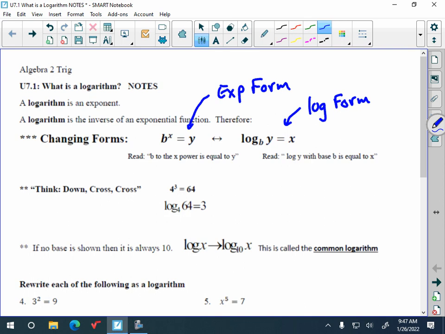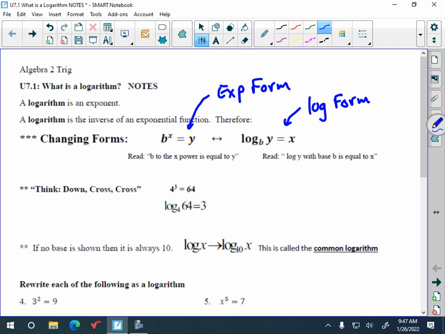All right, that's exponential form. If we want to convert it into log form, the first thing you do is write the word log, okay? Then you bring down the base. So the 4 is the base. So you bring down the 4 as a subscript, all right? And then you cross the right side number over to the left side, and the left side number, which is the exponent, over to the right side of the equal sign.